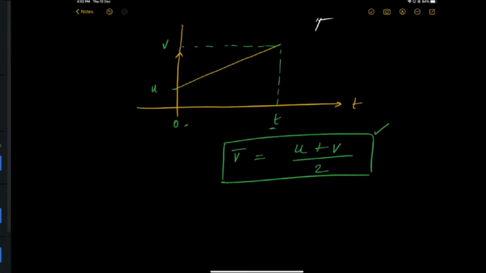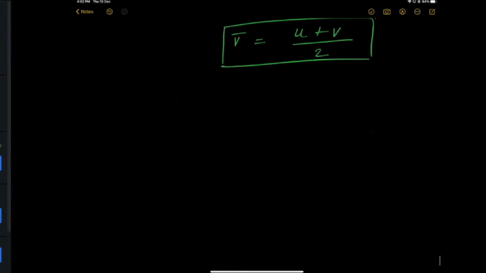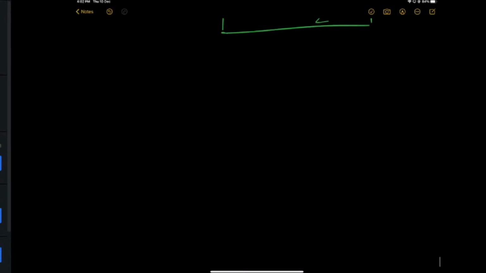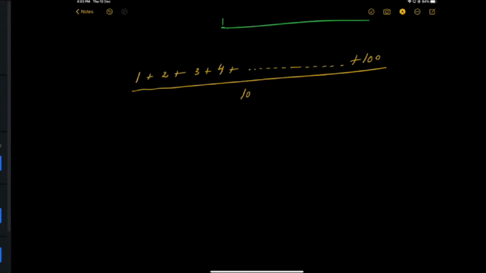I'll give you an example. Suppose you are in a class and there are 100 students in the class, and the first student got 1 mark, the second student got 2 marks, the third student got 3 marks, the fourth student got 4 marks, and the 100th student got 100 marks. If you want to take the average of the class, you add all the marks and divide by 100. Here the marks are uniform because everybody is getting 1 mark more than the previous student.